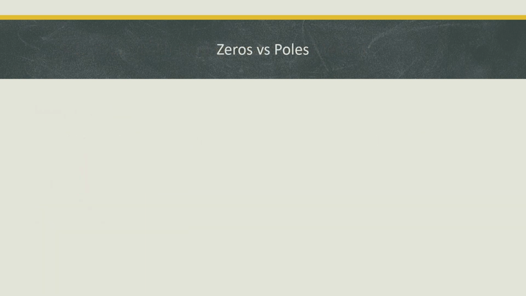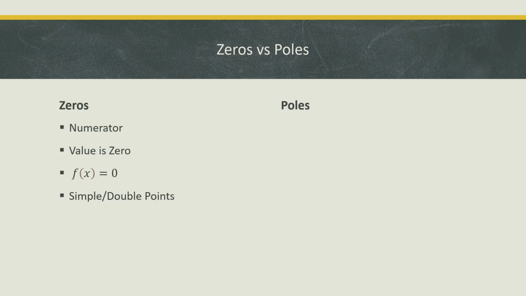A quick recap of what zeros and poles are. Zeros are contributed by the numerator, and poles are contributed by the denominator. The value of the function at zeros is 0, and the value of the function at poles is not defined.